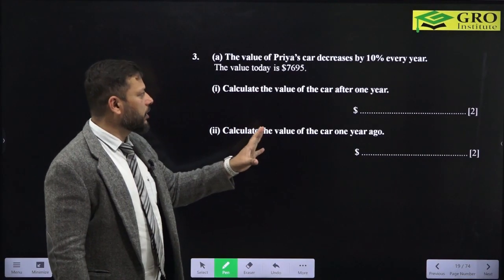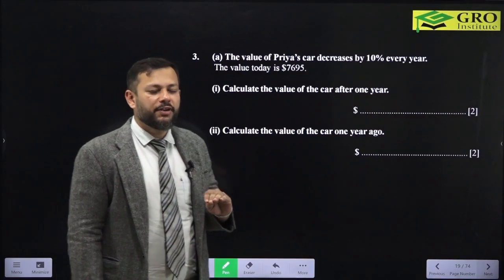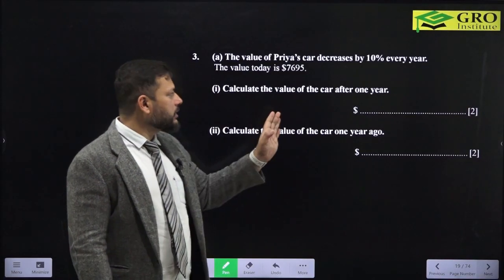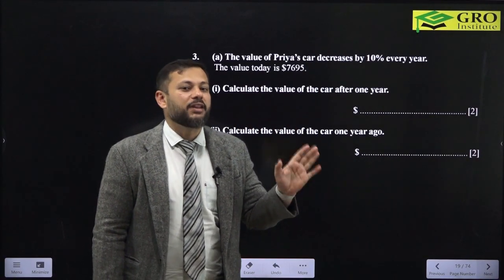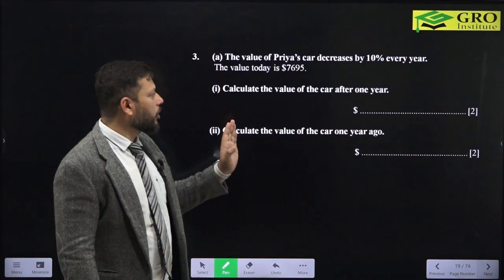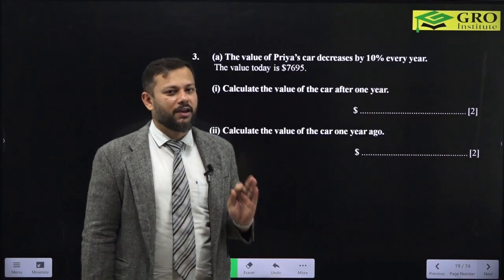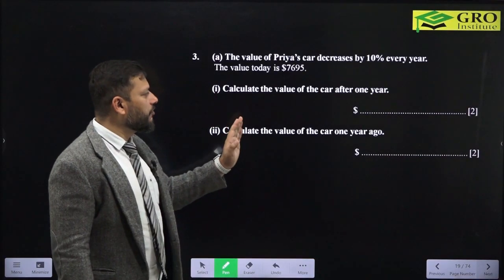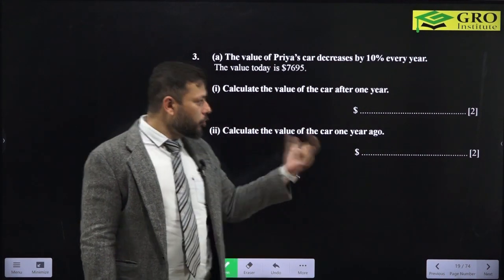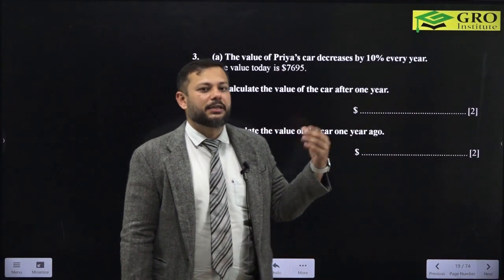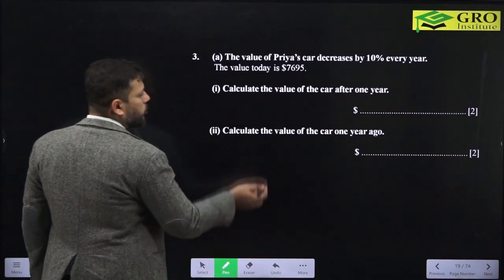We know that whatever, it's the case with every car. Whenever you buy it, the value of it gets depreciated every year. So in this case, Priya's car's depreciation rate is 10% of the value every year. Right? So the value of the car of Priya today is $7,695. So we need to calculate the value of the car after 1 year. What would happen after 1 year, guys? The value of the car will depreciate by 10%. So we need to subtract 10% of the current value. So let us find it out.